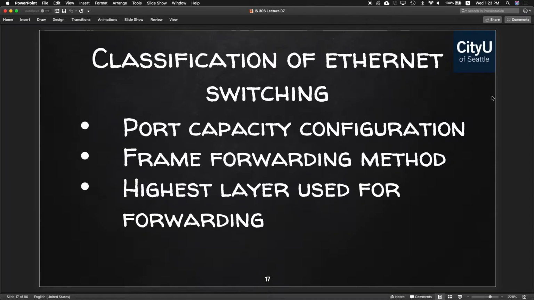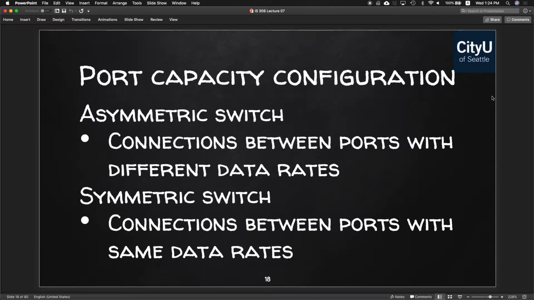Classification of Ethernet switching: you have the port capacity configuration, frame forwarding method, and highest layer used for forwarding. For port capacity configuration, we have two: the asymmetric switch and the symmetric switch. The asymmetric switch allows you to connect between ports with different data rates. So if you have 100 megabytes and the other one has 10 megabytes, that's fine.